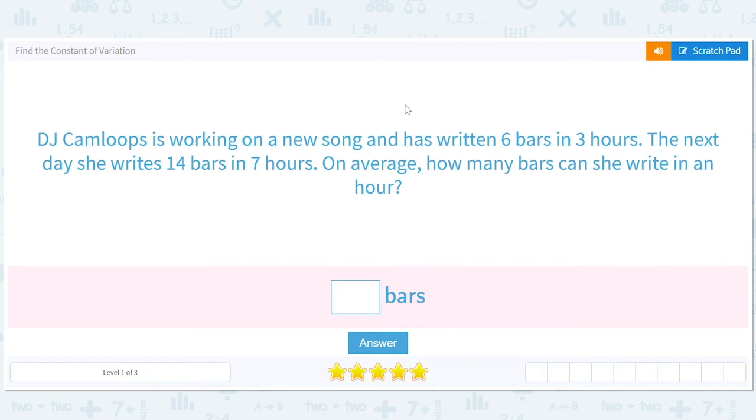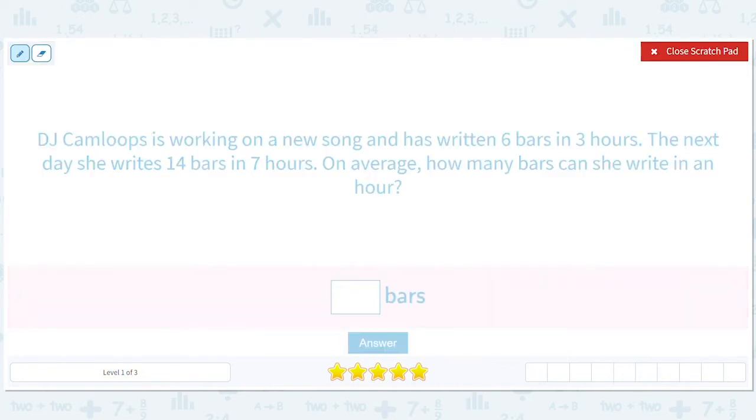Welcome to another algebra session where we will be talking about finding the constant of variation. That basically involves taking two things that change with respect to each other and finding the relationship that they have. So it's the constant of variation, how they change. So the two things here are bars and hours.